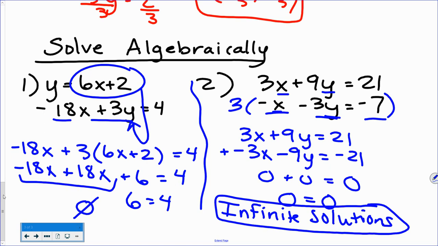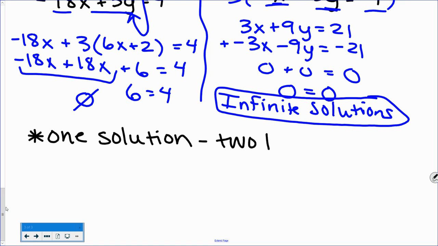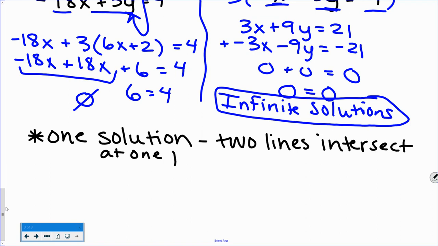All right, so I just want to summarize real quick what you could have happen in any of these problems that we are working on. There's 3 possibilities here. We can have one solution, and that's the case in our first 3 examples when we were graphing and we did the first substitution and the first elimination answer. We had one solution. That would mean that 2 lines intersect at one point. That's our most typical situation.